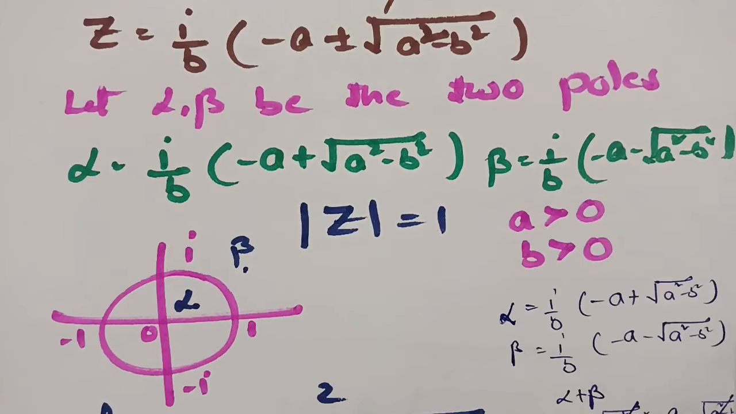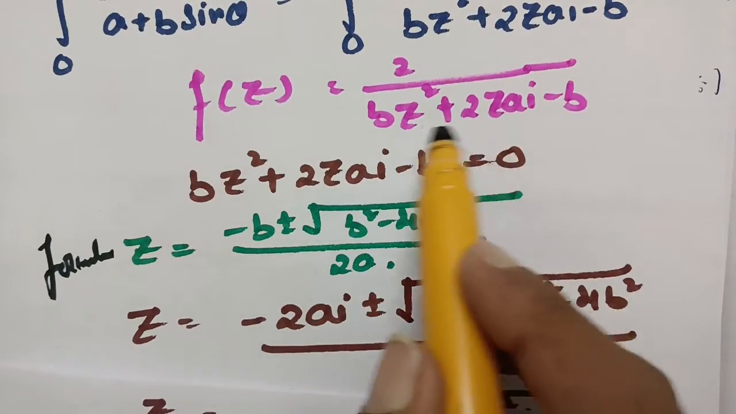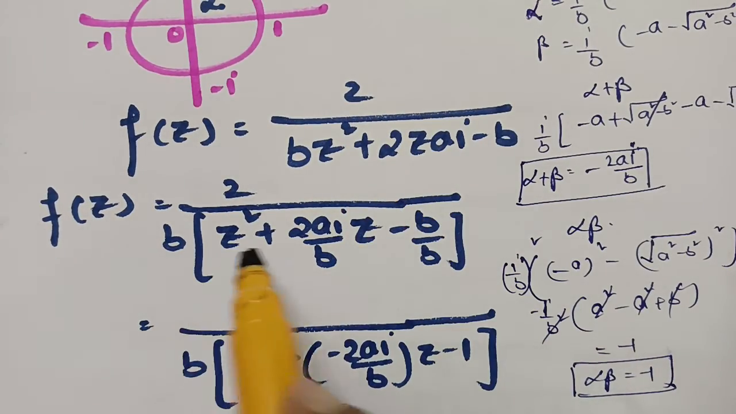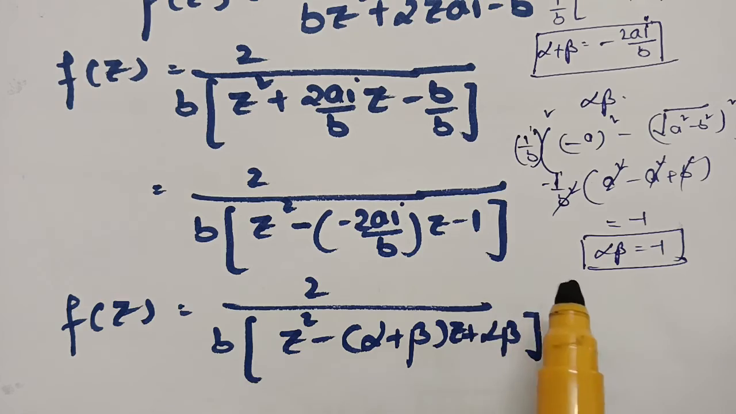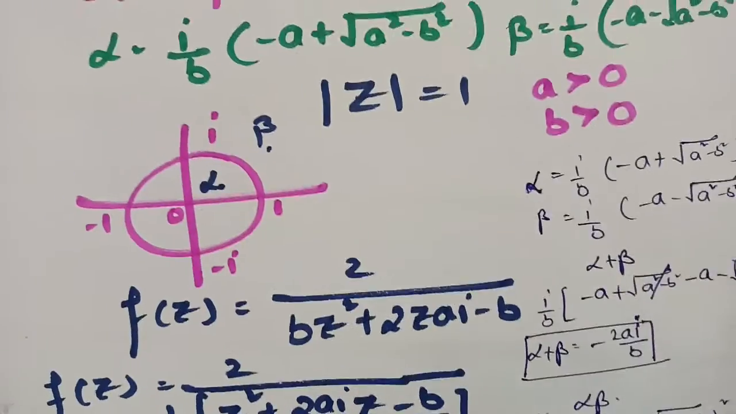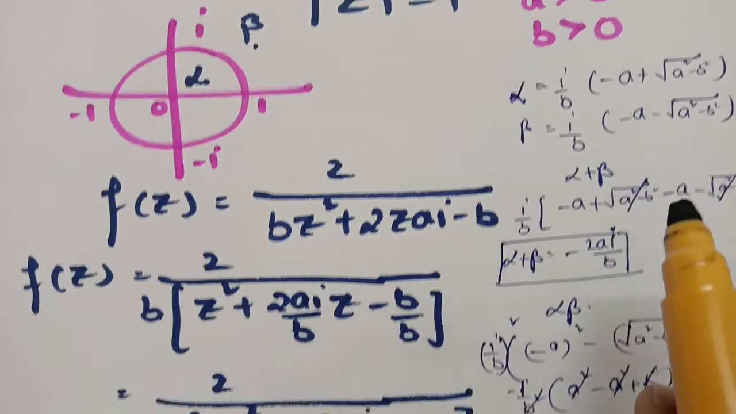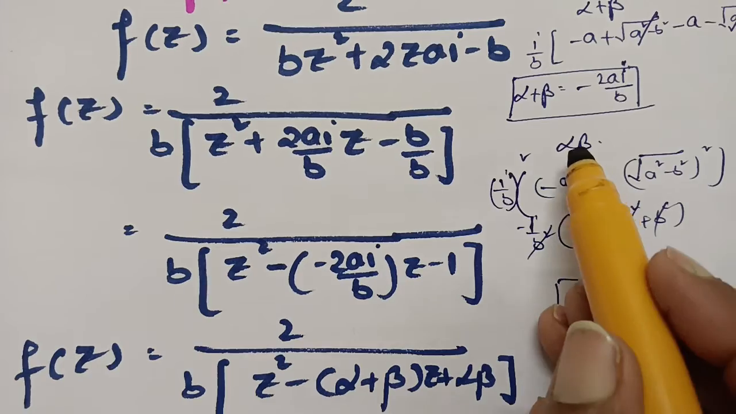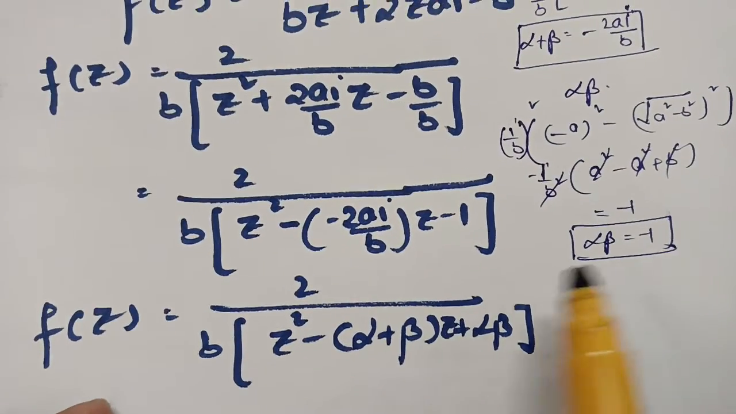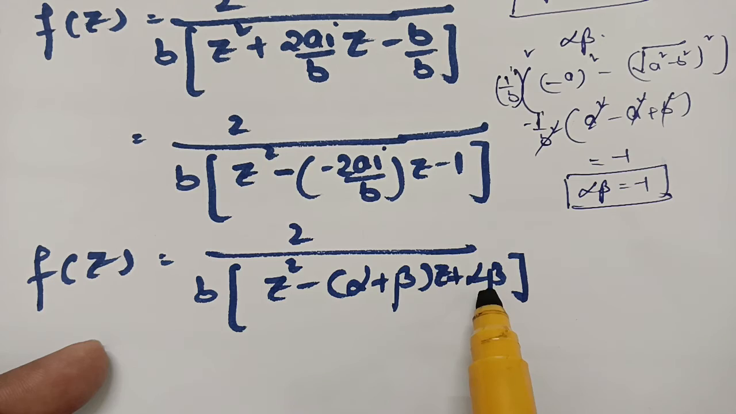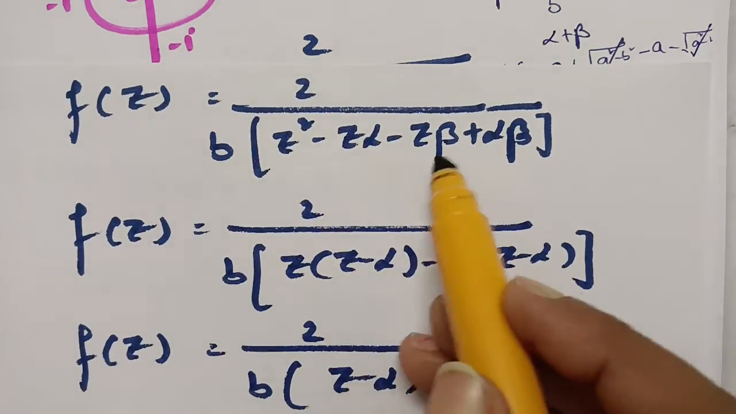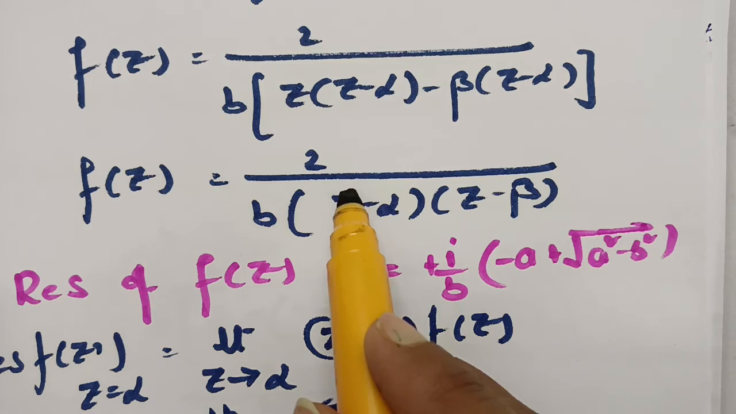For this there is a modification that I have made to f of z, and for clear cancellation I have taken b common from this, and after that I have written this minus 1. Alpha and beta are known values. This value is alpha and this value is beta. Alpha plus beta is equal to minus 2a I by b, and if I multiply alpha beta, the value here is minus 1. In place of this I have substituted alpha plus beta, and in place of minus 1 this is alpha beta, and therefore I have multiplied and taken common. So I got f of z as this one.